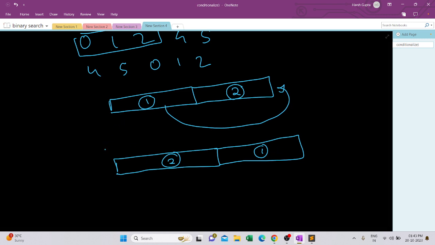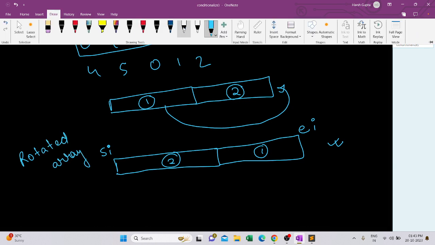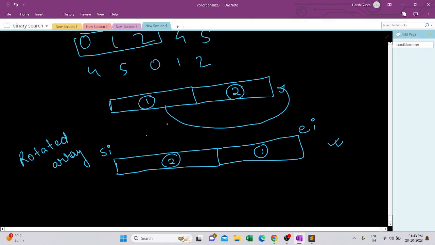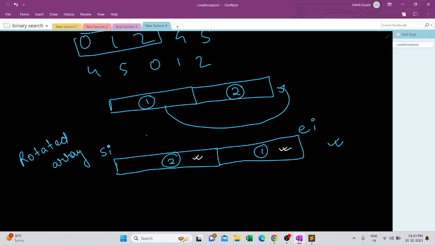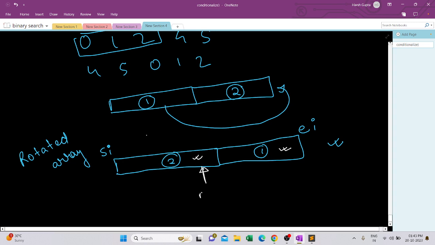Now for finding the target, we are initializing our starting index over here and ending index over here. This is the rotated array, the array given to us. Now we know that this is the starting index, this is the ending index. Now whenever we find out the mid, it will either come in this part or it will come in this part. Let's suppose mid comes in this part.